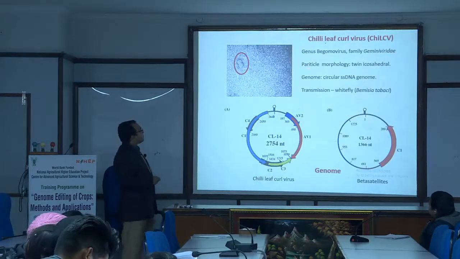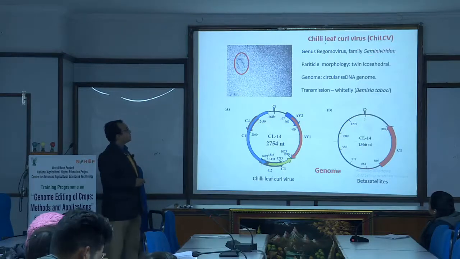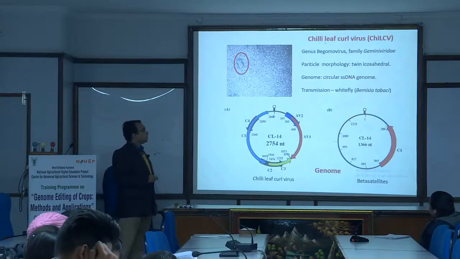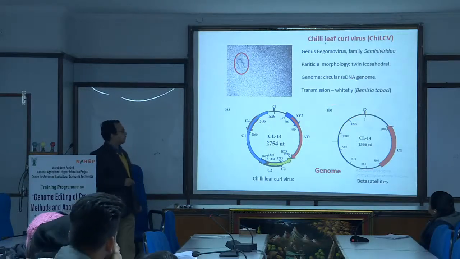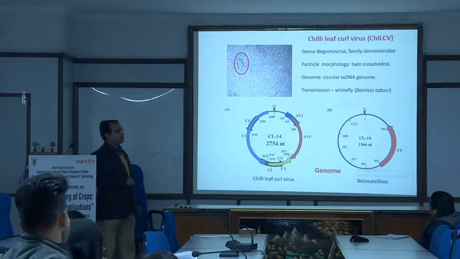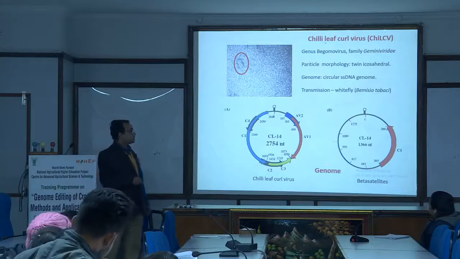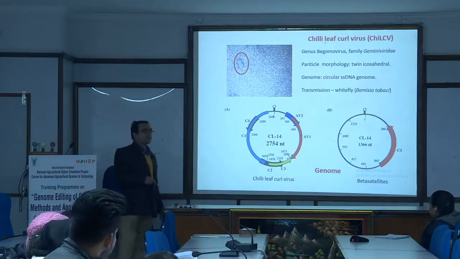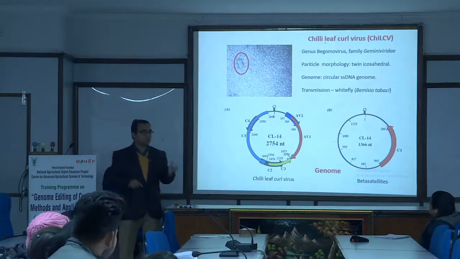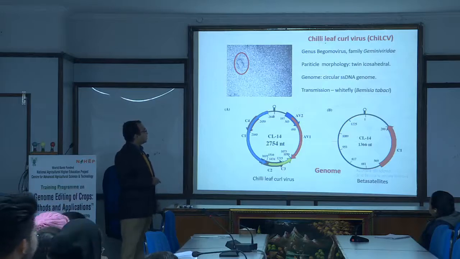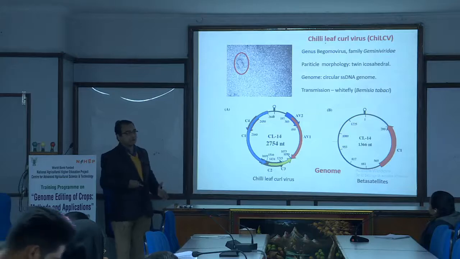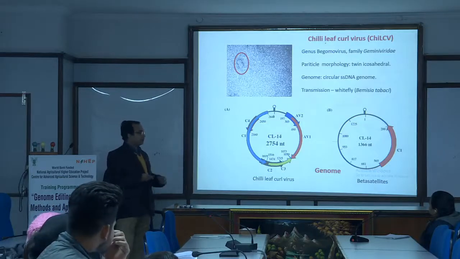So, the virus belongs to the Geminiviridae, genus Begomovirus. This is the particle morphology, twin icosahedral particle. The genome is a circular single stranded DNA molecule and it is transmitted by whitefly. So, this is the genome of the virus. Just like other begomoviruses, it also has all these important genes, and along with that, in some cases it is associated with a beta satellite molecule. When this beta satellite is present, the severity of the virus is much more. But we try to target this DNA A, because without DNA A, the DNA beta satellite cannot replicate. So, if we target the DNA A, we can tackle both things.